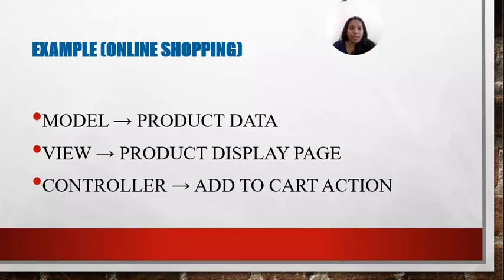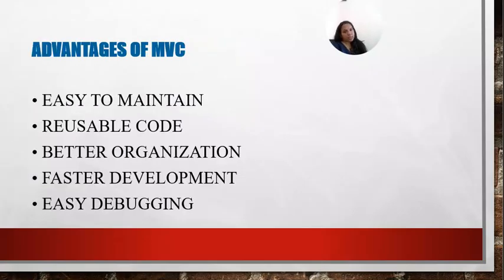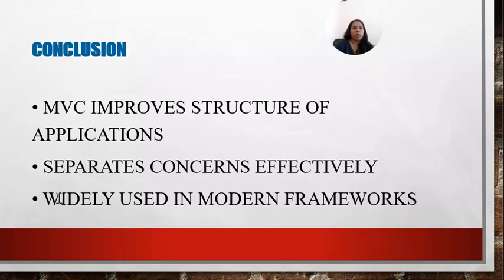Now, why are we using this MVC architecture? As we said initially, it is easy to maintain, and the code is reusable. That part of the code can be reused in other applications. It is a better organized way of writing an application, with faster development and easier debugging. Whatever changes or updates are required, it is easy to do. These are the advantages of MVC architecture.